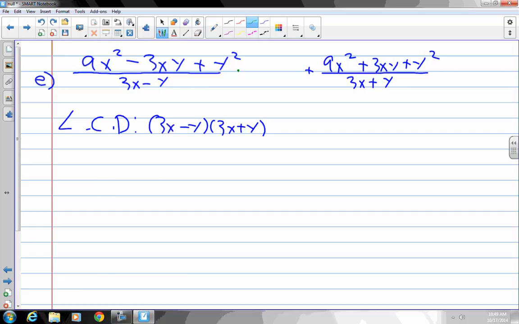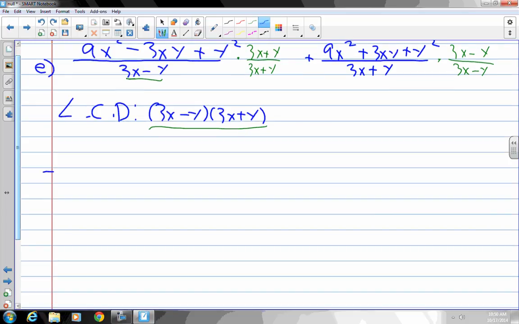3x plus y, that's right. So you compare the original with the LCD, so 3x plus y over 3x plus y, and the other one, 3x minus y over 3x minus y. So that means when I pull everything together, let me write it like this.